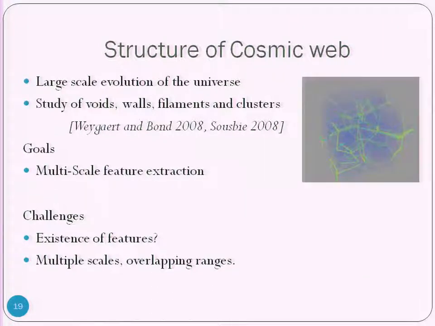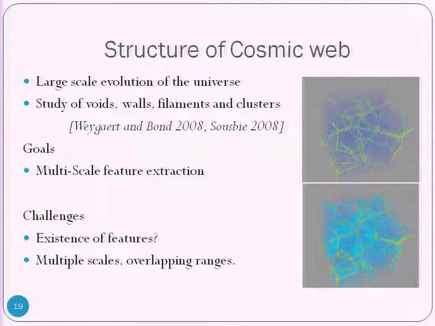So if you look at a volume rendering of the given time step, we see that there exist large filamentary-like structures, but at a different scale, when you filter, we see that there are small filaments that exist within the wall-like structures of the given time step. And the challenge here is to extract these filament-like structures that exist at multiple scales.